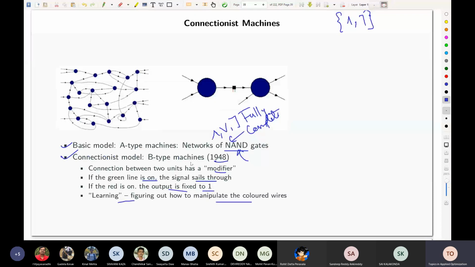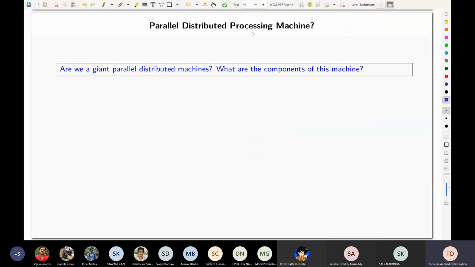And yeah, before coming to these B-type machines, let us continue with this. One of the other questions that people asked was, are we a giant parallel distributed machine, and what are the components of the machine? So one idea here was that we have many parallel computing units, and they can process independently, and then they can communicate with each other via some connections, and they can give a cumulative result.